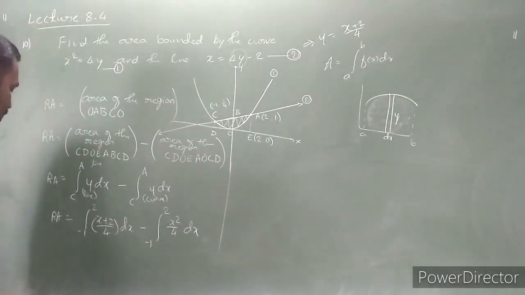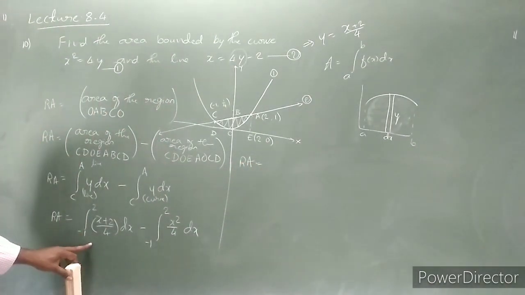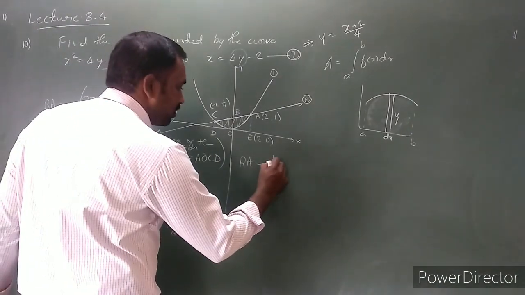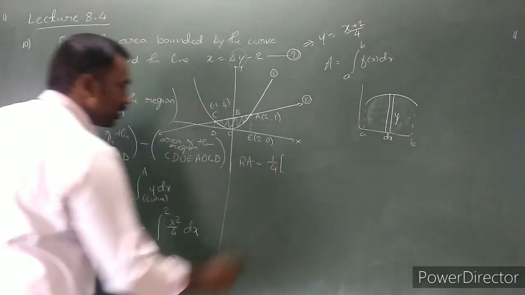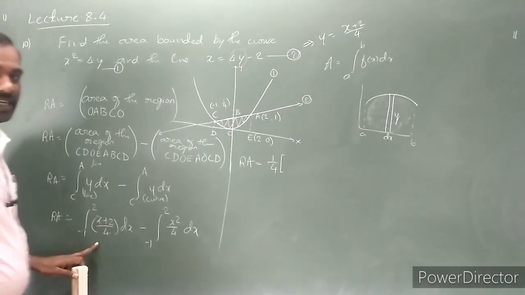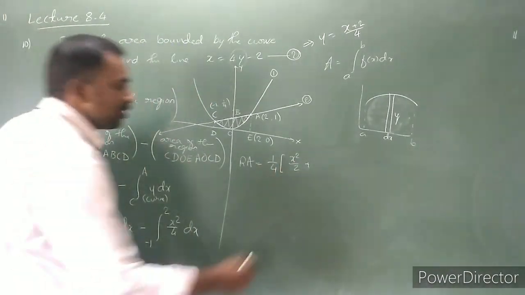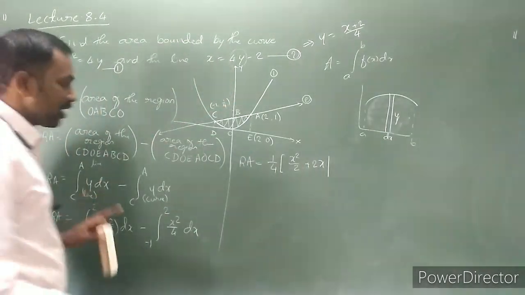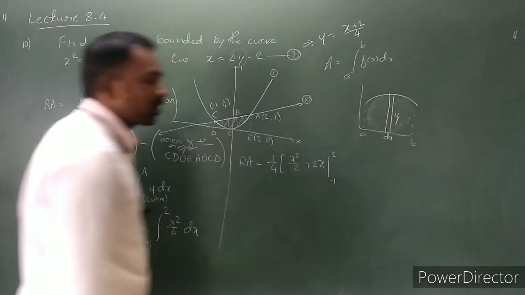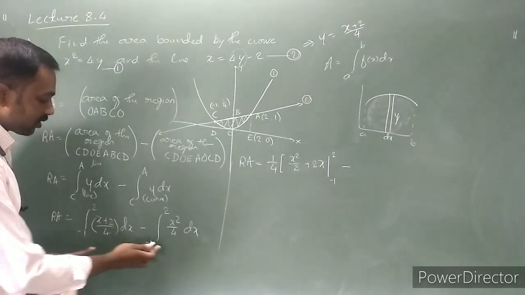So now the required area is equal to: before we integrate, I take the constant 1 by 4 outside, into x plus 2 integration. Integration of x is x square by 2, plus 2 integration, 2 as it is, integration of 1 is x, with limits minus 1 to 2. First term integration is over, minus.